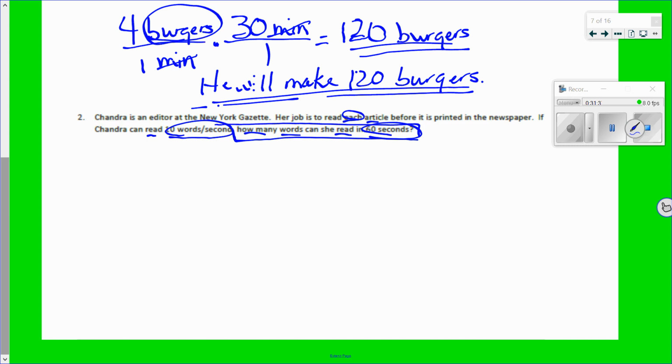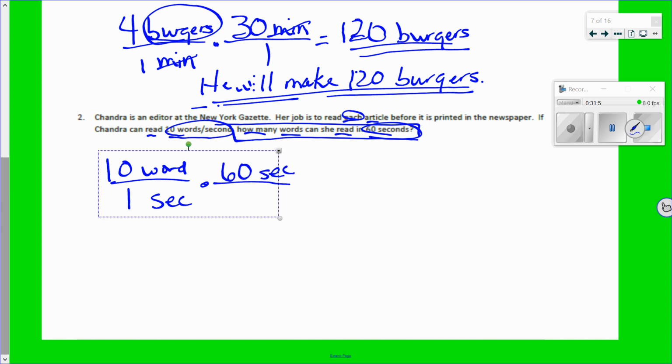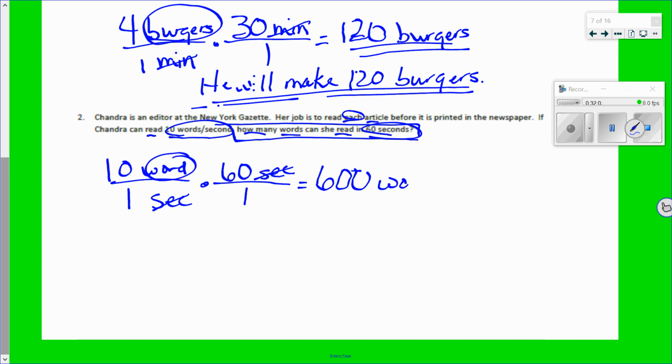So again, we can do it either way. I can start off and I say, okay, she's doing 10 words per second. That means 1. Multiply by the 60 seconds. So that tells me that I'm getting rid of them. Seconds divided by seconds is 1, so those go away. 10 times 60 gives me 600. The unit left is words.